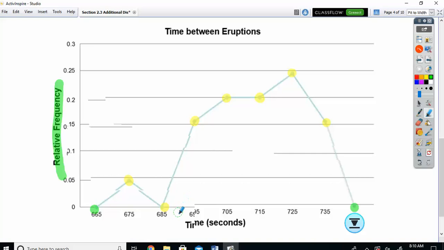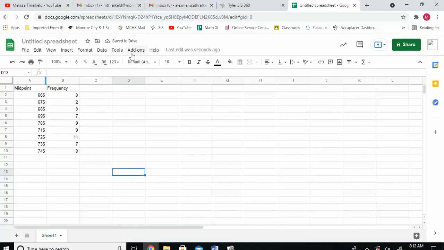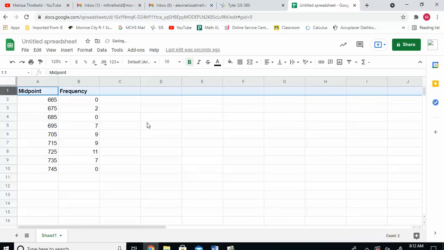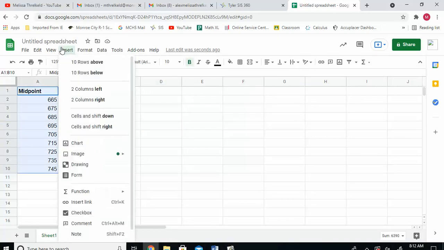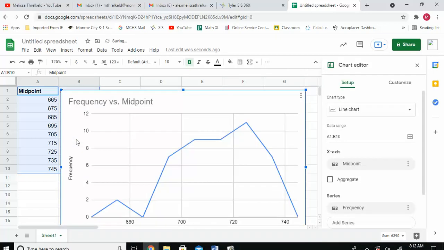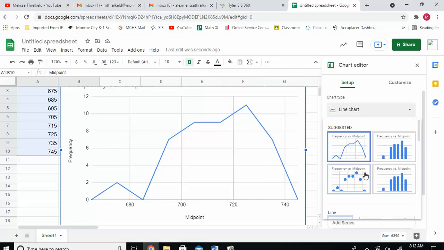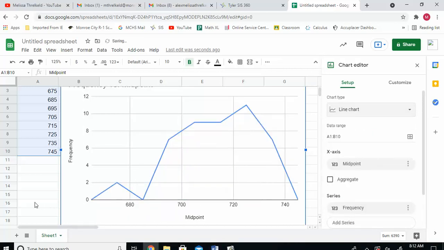Let's talk about how to do that on the Chromebook real quick. So open up Google. You've got your midpoint and frequency, but you add in the point before and after with the frequency of 0. Then we should just be able to insert a chart, and this automatically came up with what I wanted, but if it didn't, then you just select. So, we've been doing these column charts. This time I wanted the line chart.